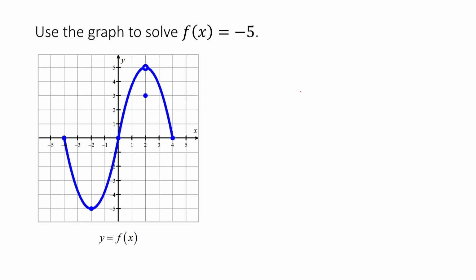And next, I want to solve f of x equals negative 5. This is different. This time we're given y and we're finding x. So if y equals negative 5, there's only one point on our graph here where y equals negative 5, and that is the point negative 2, negative 5. We're trying to find what x is when y equals negative 5. Well, x would be equal to negative 2. So that's our solution here.